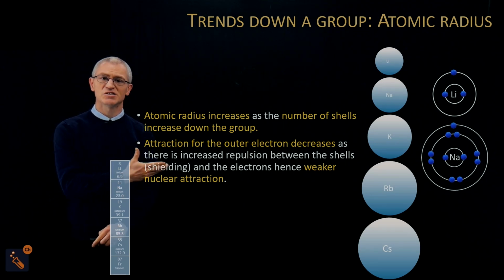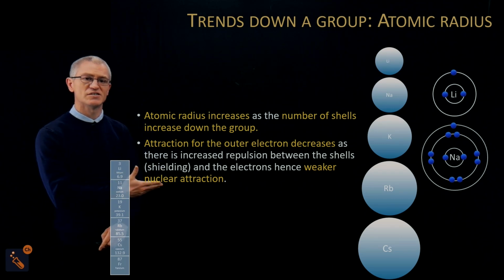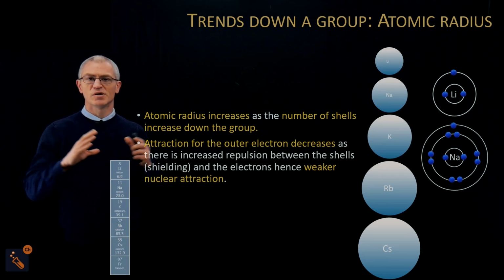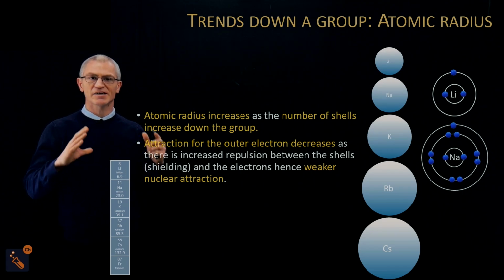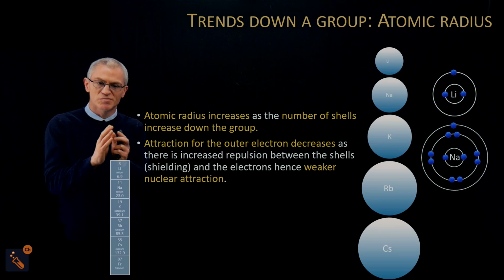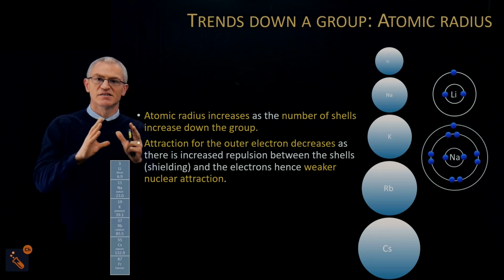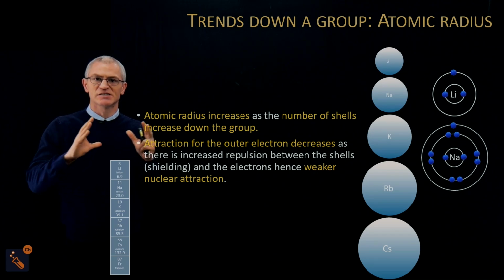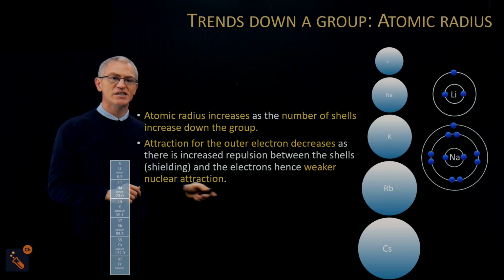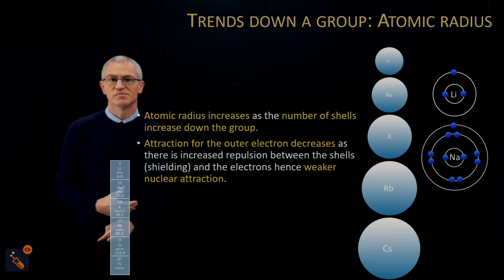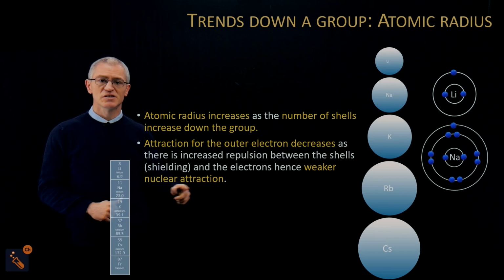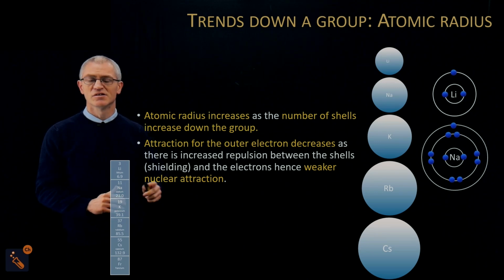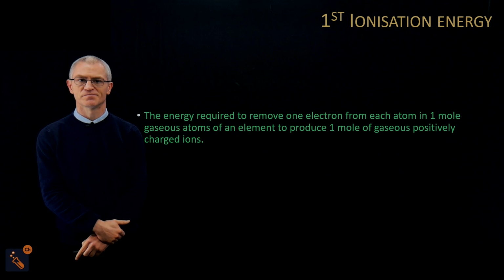And we do include this word shielding. Shielding is the repulsion between the electrons that are in the shells. So if you have extra shells, that means you have extra electrons, which means you get a little bit of repulsion and it pushes that shell slightly out. It makes it slightly bigger, and if it makes it slightly bigger, the radius increases. And that also means that there's a weaker nuclear attraction, so the attraction between the nucleus and the outer electron gets a bit weaker as well.